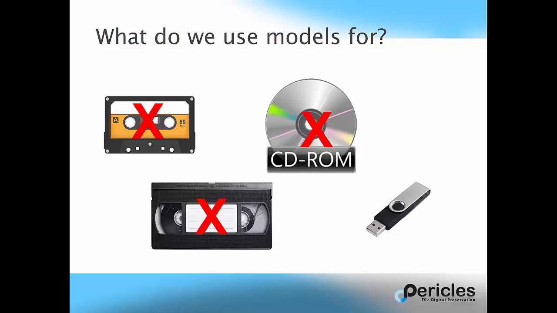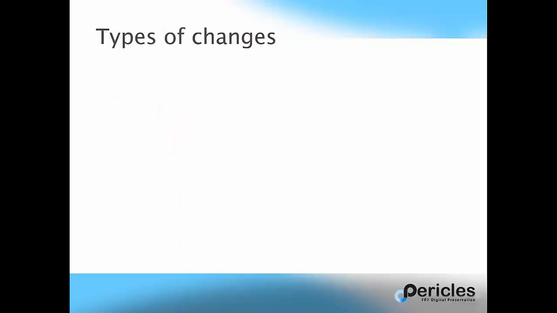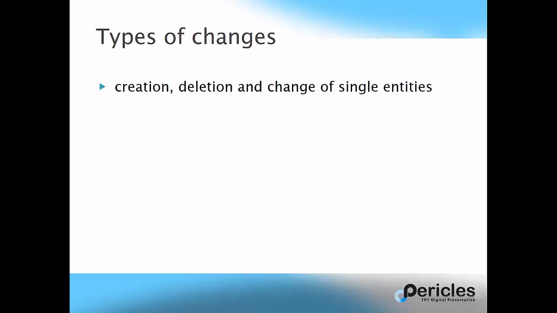If we want to stop being victims of change, thereby losing our cherished treasures held on these obsolete media, we need to be better prepared and to be proactive, not reactive. Let us look at some types of change that are likely to occur within digital ecosystems. The most obvious change is creation, deletion, and change of entities.